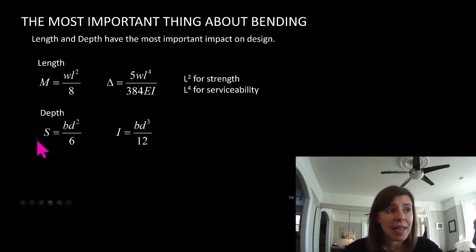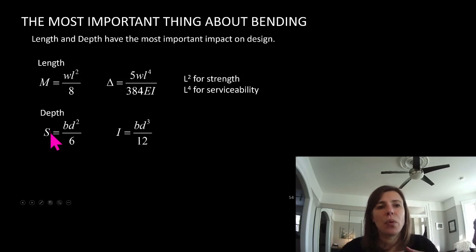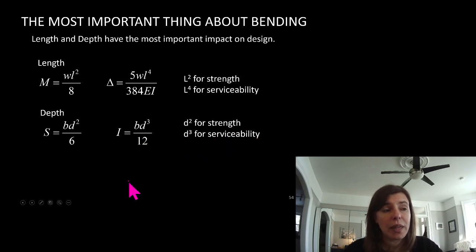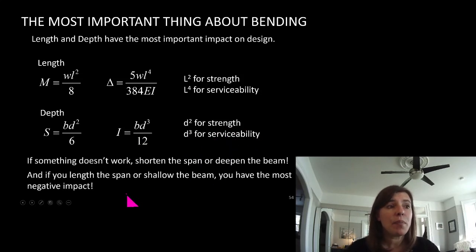Depth, or our section property, and we're going to use the rectangle just because it's the easiest one we've talked about, but these factors are in there the same way. S is BD squared divided by 6, and I for deflection is BD cubed divided by 12, or D squared for strength and D cubed for serviceability. That means if something doesn't work, shorten the span or deepen the beam. It is going to have a much bigger impact than decreasing the load or making the beam wider.